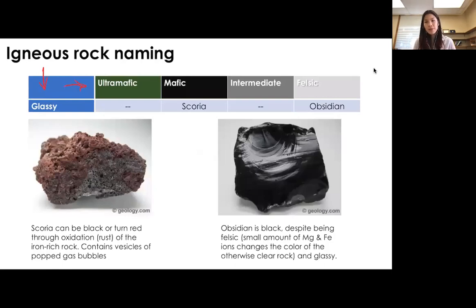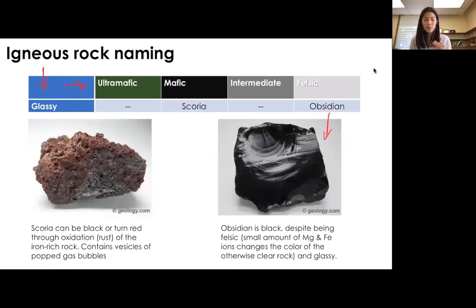We really only have two rocks that form this way. We have obsidian, which may be what we're most familiar with. This is what arrowheads are formed of, and we may just colloquially have heard of this a little bit more. And these are felsic. So even though the rock is black, it is actually a felsic rock. The color is due to just a very small amount of impurities like magnesium and iron that change the color of the rock.